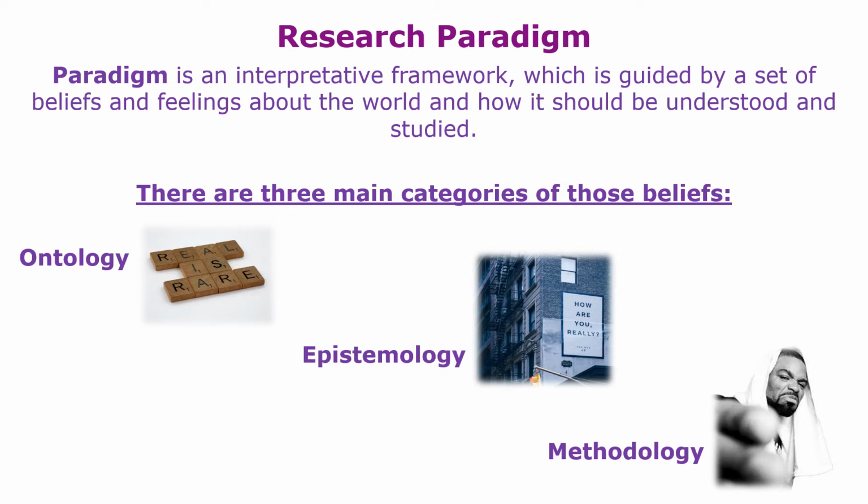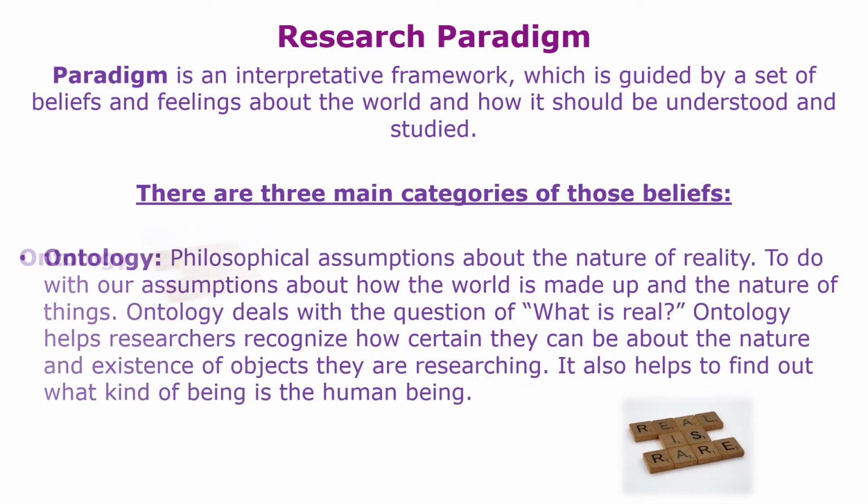It's an interpretative framework guided by a set of beliefs and feelings about the world and how it should be understood and studied. And there are three main categories of those beliefs. Some will call them the OGs: the ontology, the epistemology, and the methodology. You got my man Meth in there, from the Wu-Tang Clan. So those are the OGs: ontology, epistemology, and methodology. Let's go into these in detail.